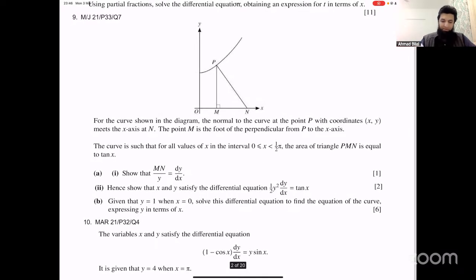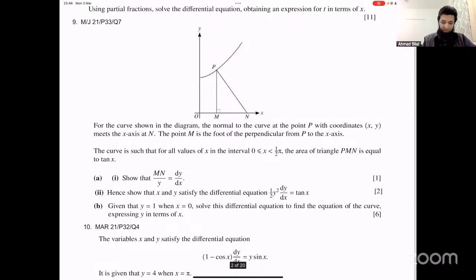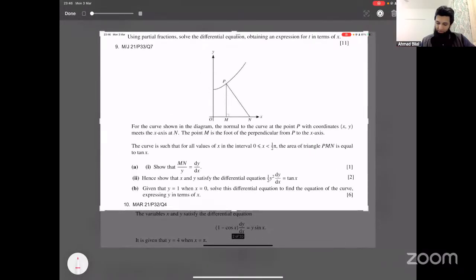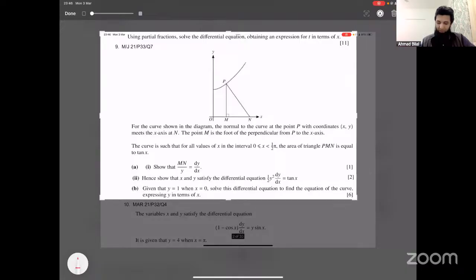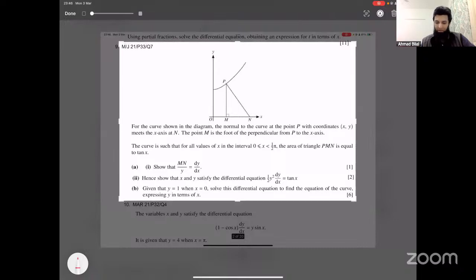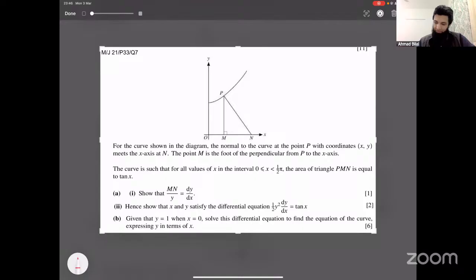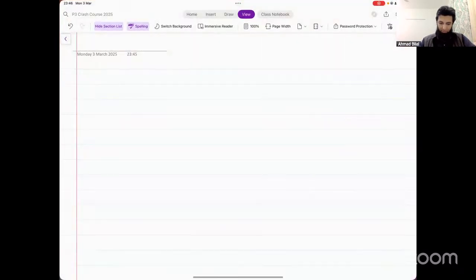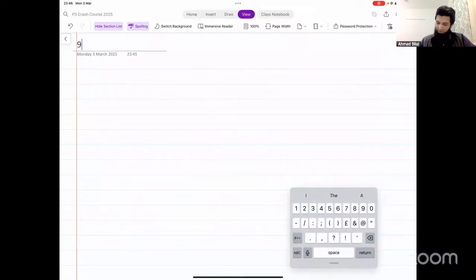Okay, let's try this. This is question number 9 from this worksheet. The last part does not look that difficult, but the first two parts, even though they don't carry a lot of marks, they do look a bit tricky.